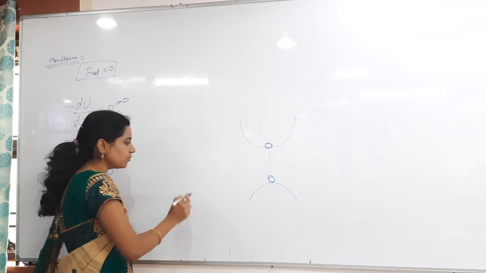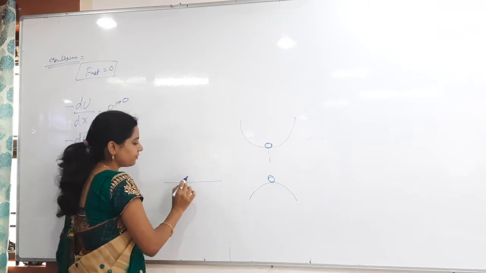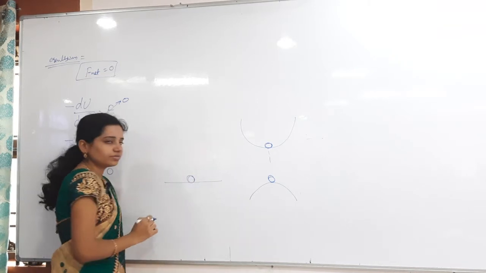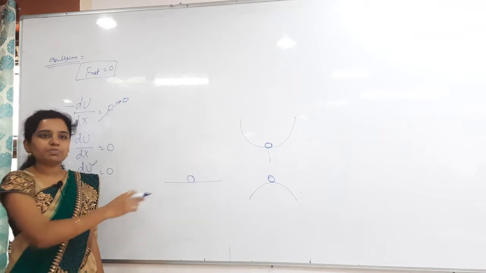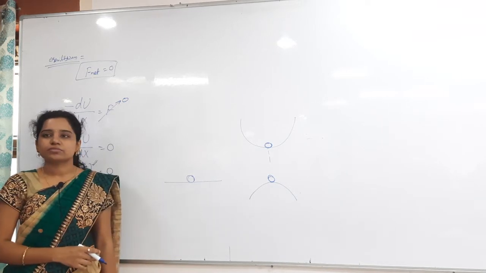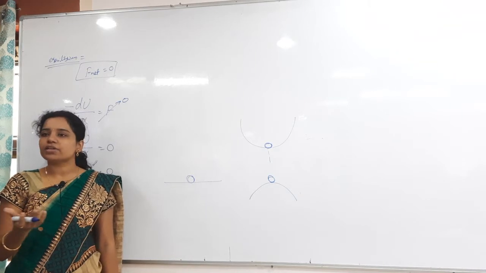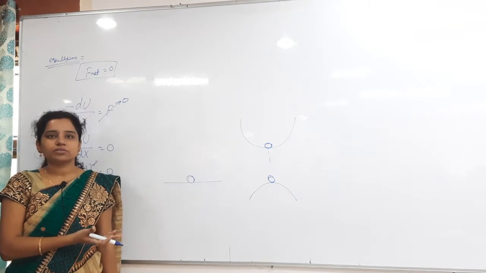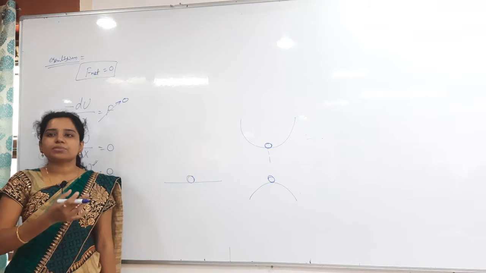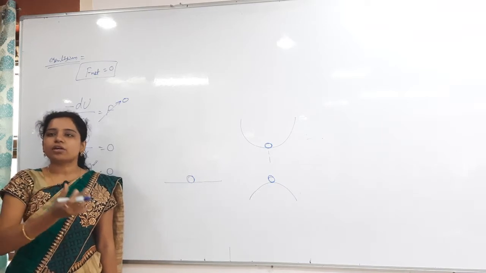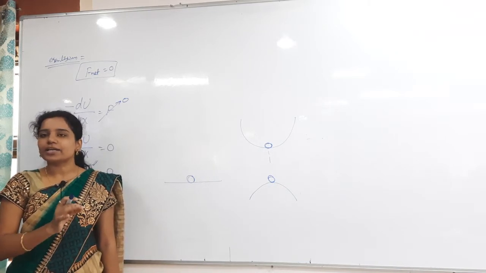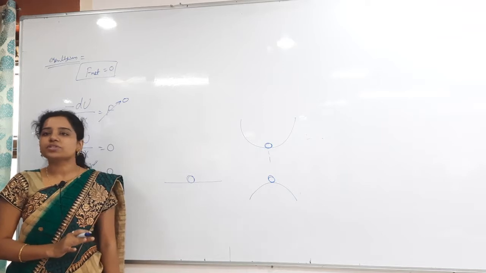And one more thing: whenever I have taken a flat surface and kept a ball on it, if I displace it, then what happens? It might go away, otherwise it might stay at rest. Yes sir. So what we can say is it neither goes away nor comes back. That kind of equilibrium we call neutral equilibrium.